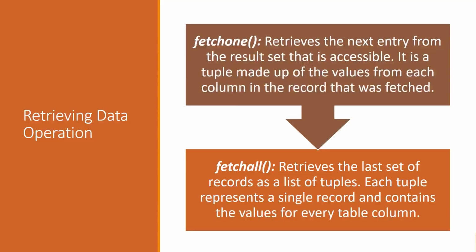Now to fetch the result set, there are mainly two methods related to retrieving data. The very first one is the fetchone method. What the fetchone method does is retrieve the next entry from the result set that is accessible. It is basically a tuple made up of the values from each column in the record that has been fetched. After fetchone, there is another method, fetchall, which retrieves the remaining set of records as a list of tuples. Each tuple represents a single record and contains the value for every table column, and we will discuss examples related to both of them.